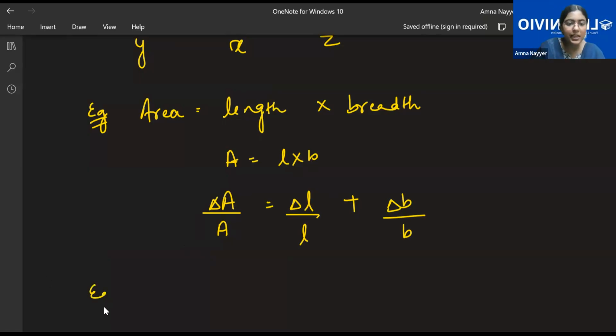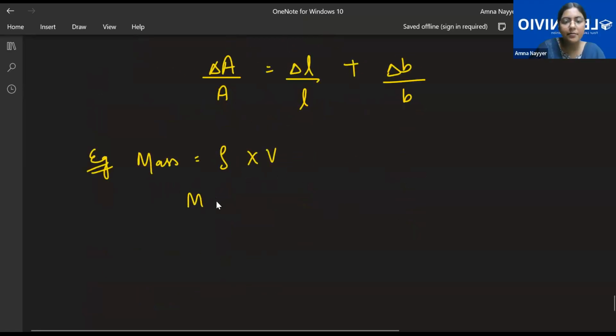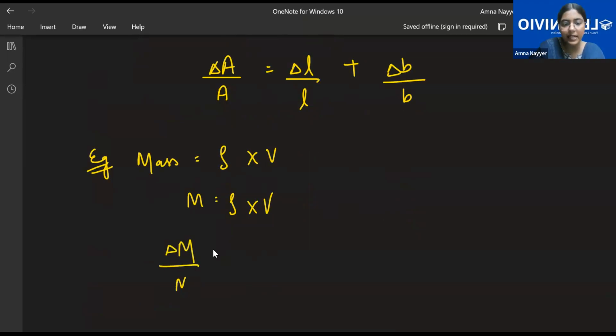Or one more example, let's take mass is equal to density into volume. So we say M is equal to rho into V. So we'll write delta M divided by M is equal to delta rho divided by rho. Now you don't multiply, you write plus delta V divided by V. And many numericals also from other chapters get solved through this technique.